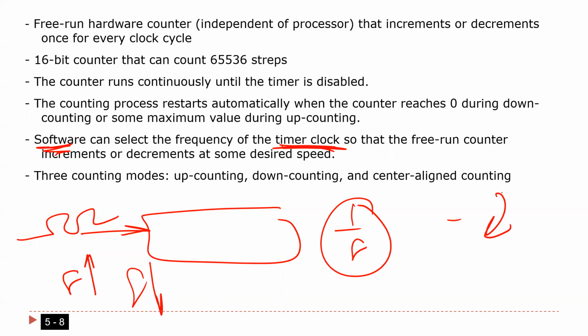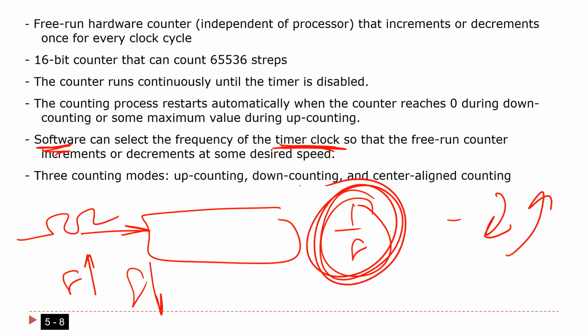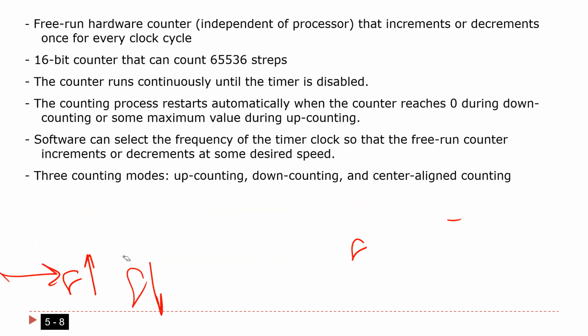So to increment a count or decrement, it depends on how you are using it. For example, to increment a count by 1, I need this amount of time, 1 over f. For sure, I'm going to explain how you can control it and why and so on. But anyway, the software can select the frequency of this one.